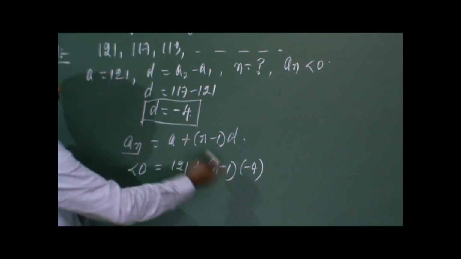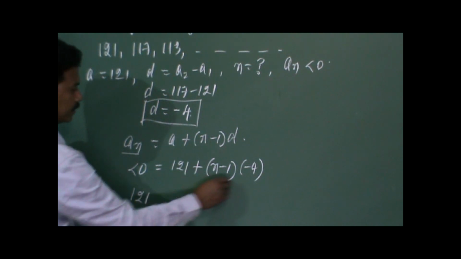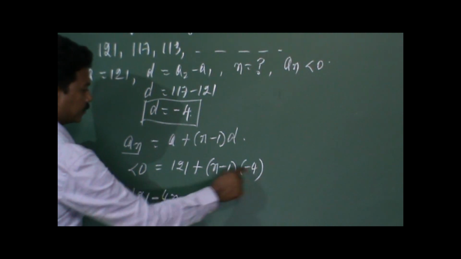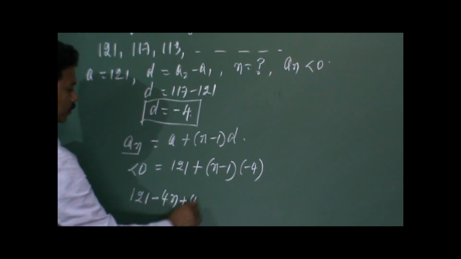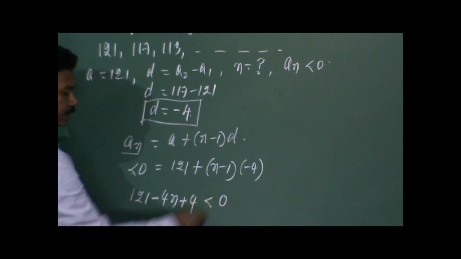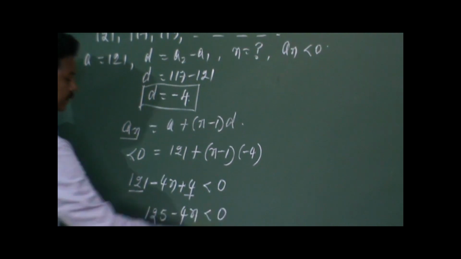Let us interchange the LHS and RHS. So 121 minus 4 into plus n is minus 4n. Minus 4 into minus 1 is plus 4, which is less than 0. So it continues: now 121 plus 4 is 125, minus 4n is less than 0.